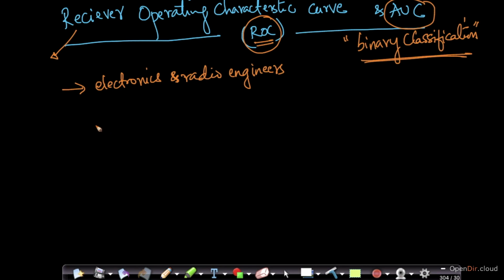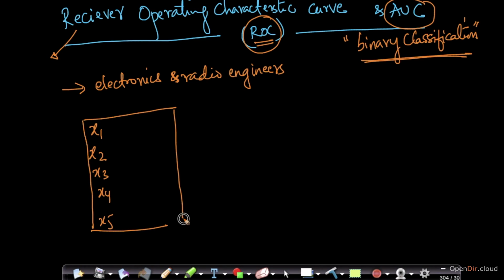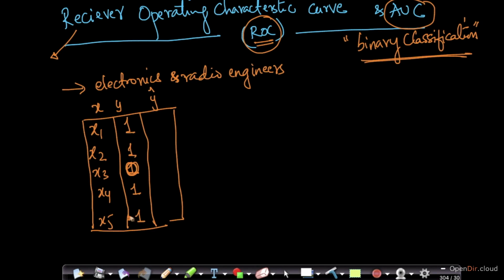Imagine I have a data set like this. I have x1, x2, x3, x4, and x5, 5 data points. For each data point, I have the class labels. So let's assume this is my x, this is my y, and this is my y hat. Let's assume the actual class labels for these 3 points are 1 and for these 2 points are 0. Let's assume this is 0, this is 1, this is 1.